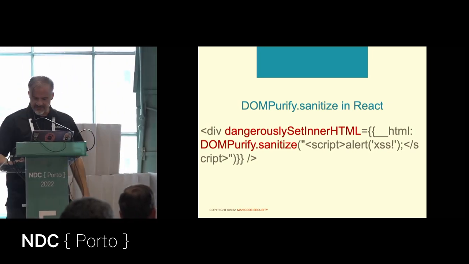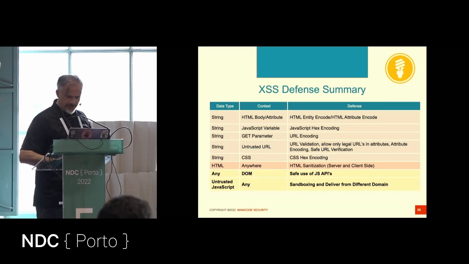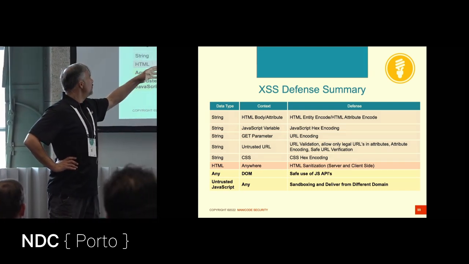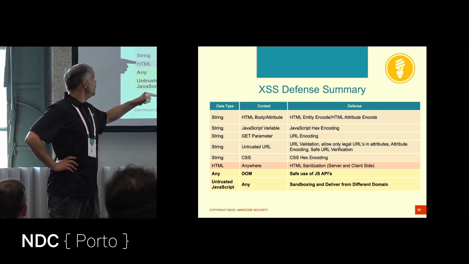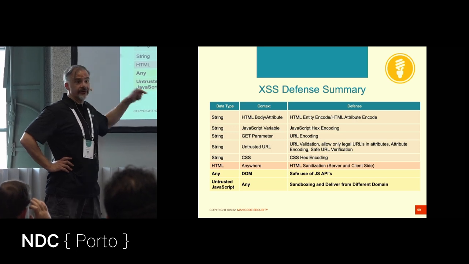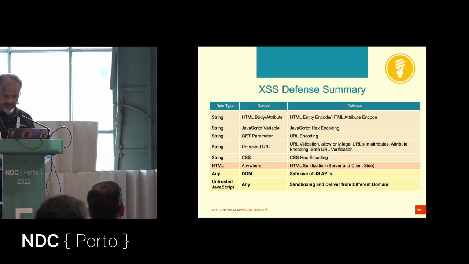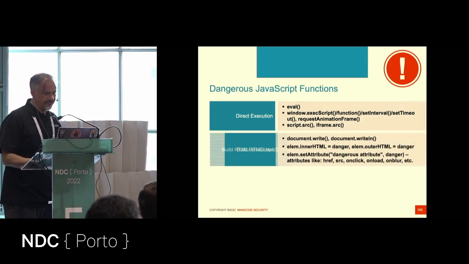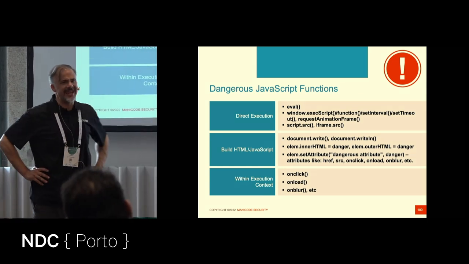So where does that leave us? Let me go back to here. If you want to display data exactly like the user entered it, then you should be encoding. If you want user data to render HTML safely, then use an HTML sanitizer, preferably one that's built into your user interface, not server-side stuff. And so let's go deeper and look at JavaScript functions. Every single one of these JavaScript functions is dangerous.